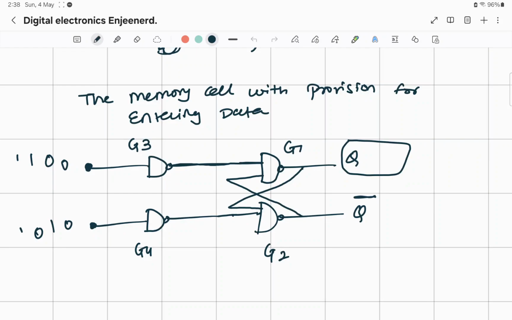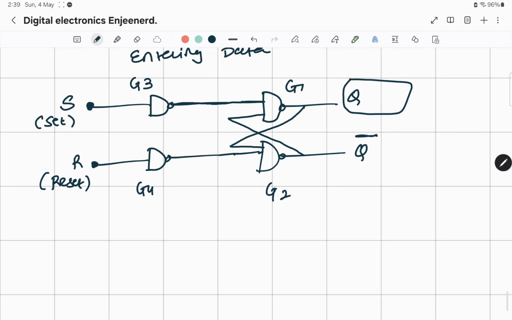In this video, we'll continue with the concept of the memory cell with the provision for entering the data, which we had just drawn in the last lecture. Now we'll see these four combinations of the input, and what output we get. Before that, let us name this as S, which means set. This is R, which means reset. Since I have two inputs, we can have four different combinations.